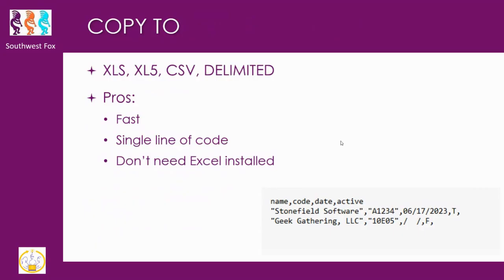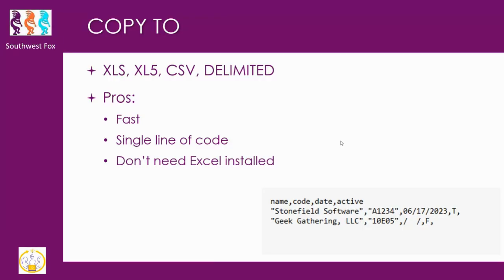So the COPY TO command: the formats that are specific for Excel output, or something that Excel can read, would be XLS, XL5, CSV, and delimited. And the latter two are really only different because one of them outputs the column header names, the other one doesn't. And it's also what the default file extension is for them.